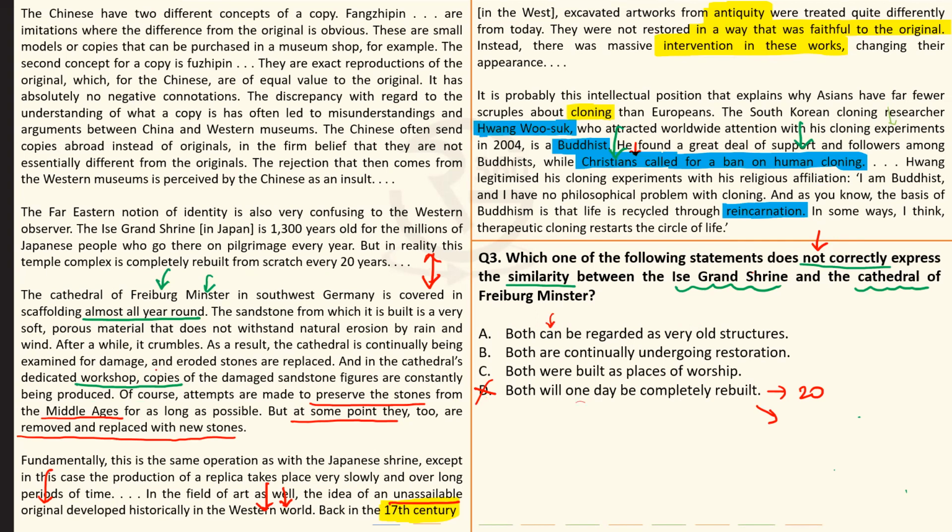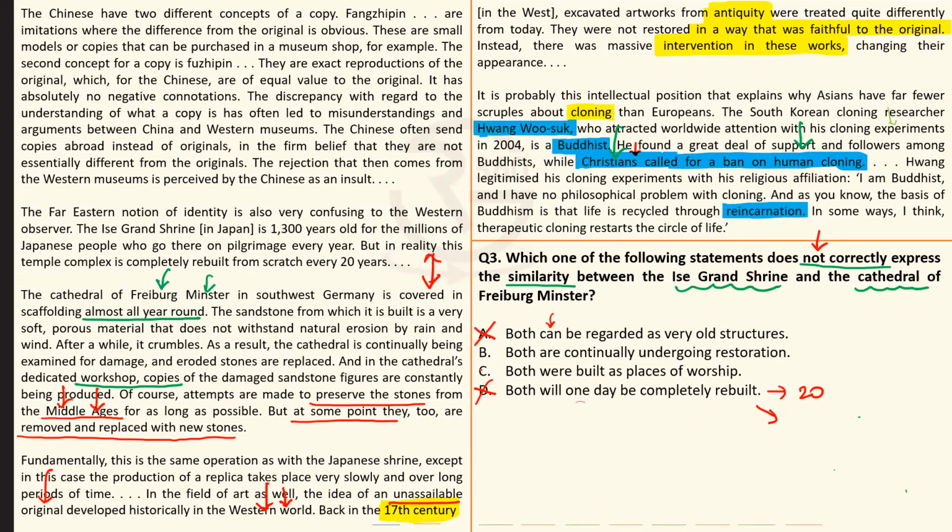Plus ये कैथेड्रल जो है, it is given to us कि it was made apparently in the middle ages, okay, which is easily at least 700, 800, 1000 years old. Okay, so from that we can say this is a similarity, hence bye bye.